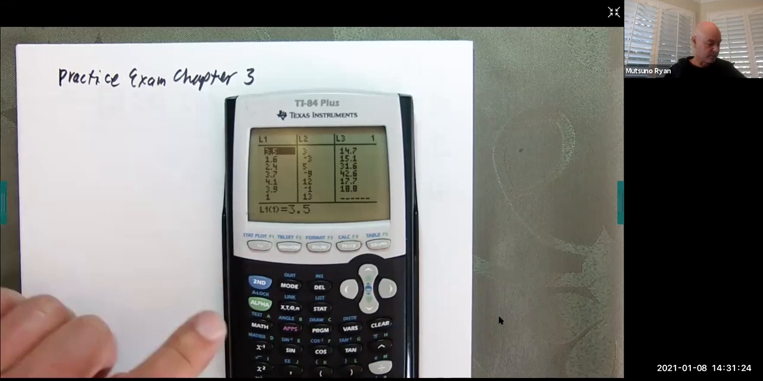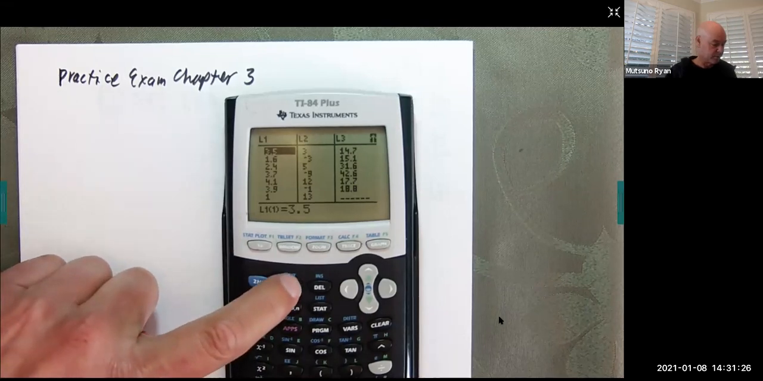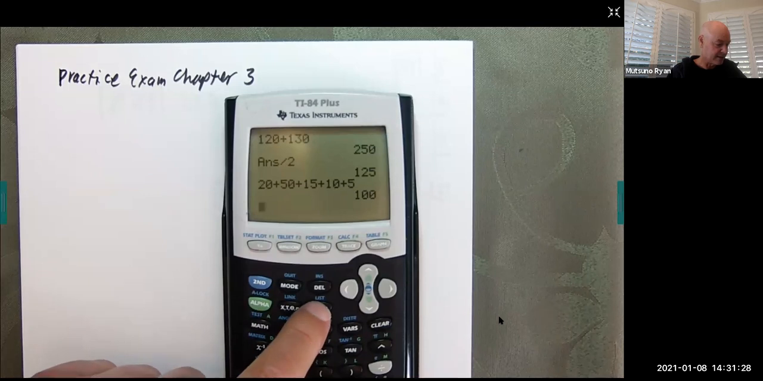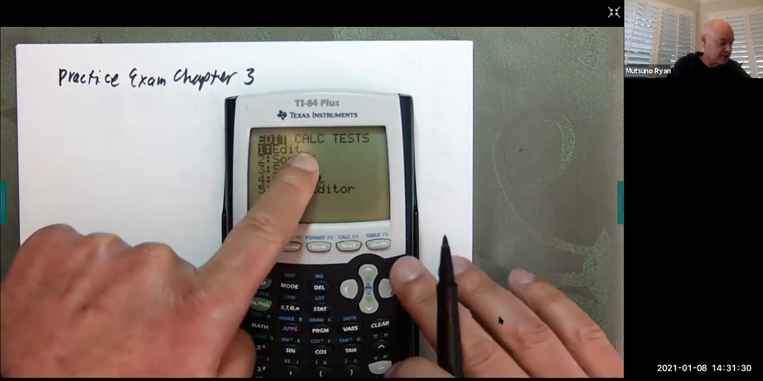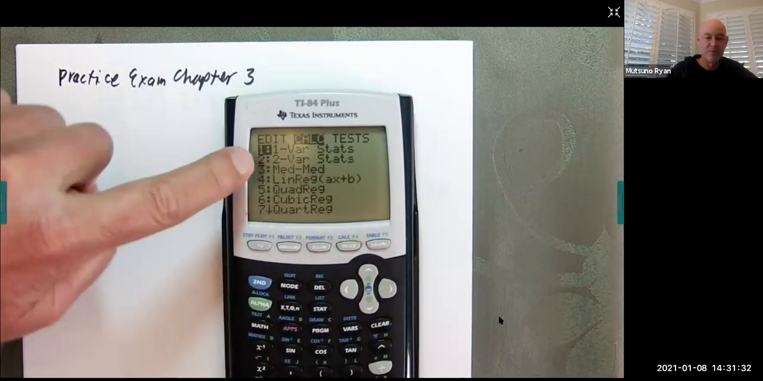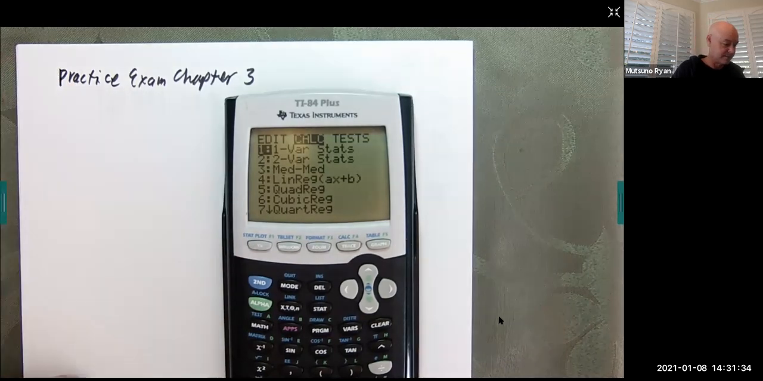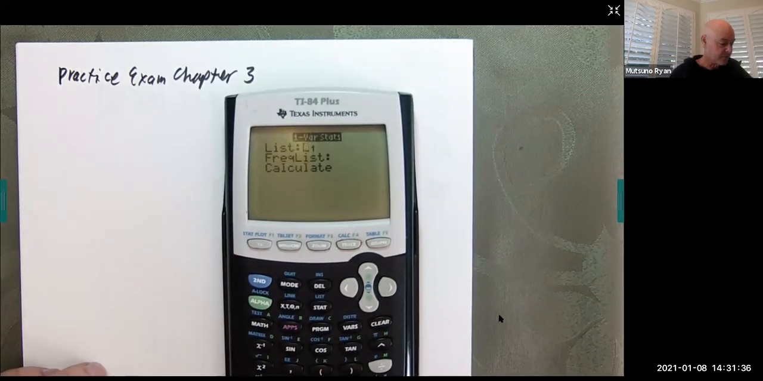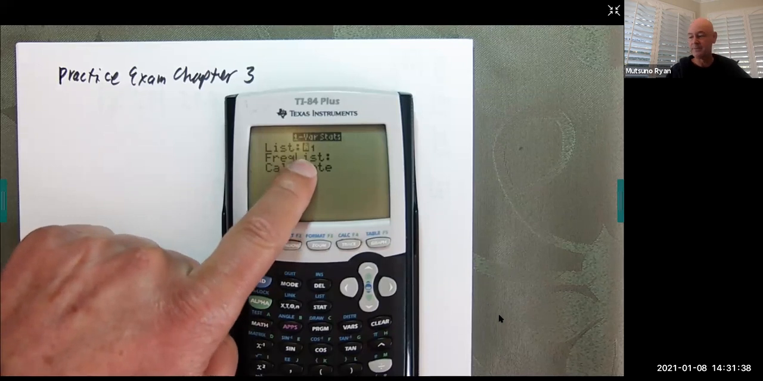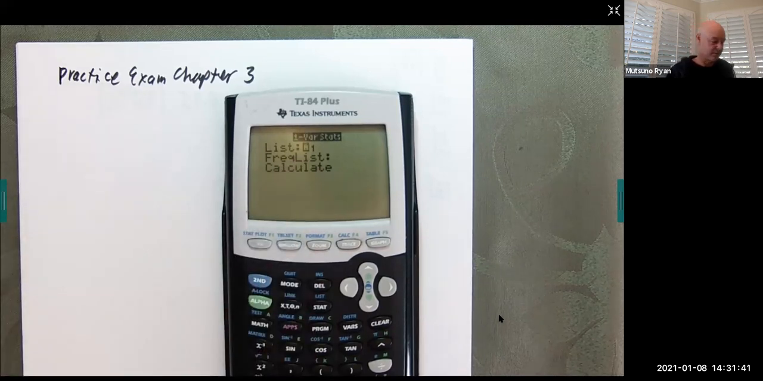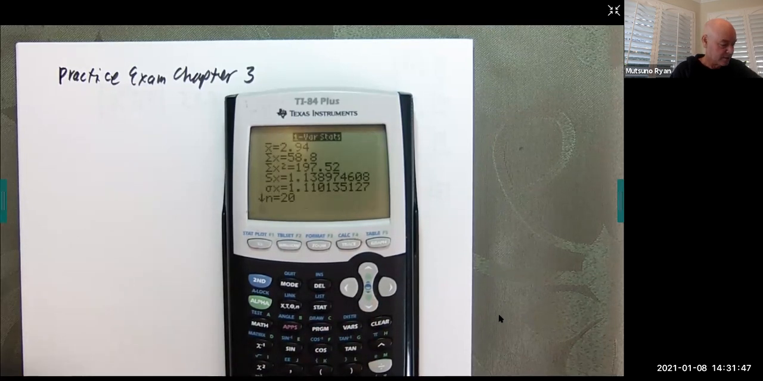To find the mean, as I quit out of that, I'm going to go to stat, and I want to calculate using one variable statistics, or 1-Var Stats. The information I want to use is in list 1. I'm actually going to be using, I think, 5 lists for this review. I'm going to go down to calculate. And there's my mean.